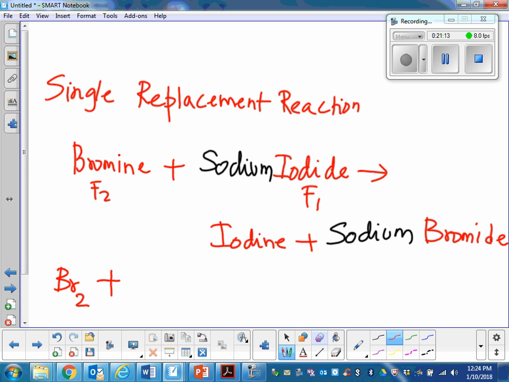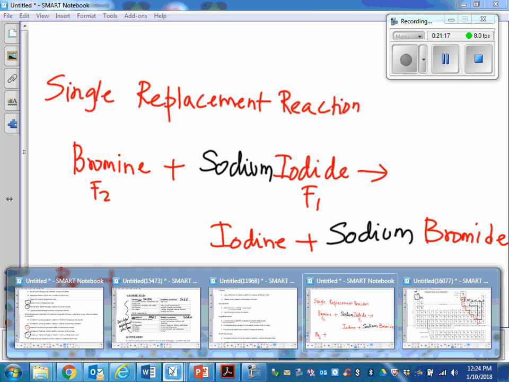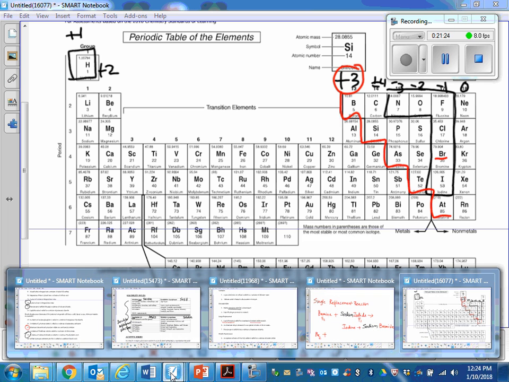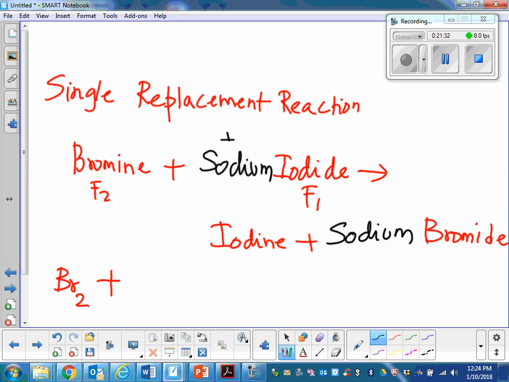Zoe, I have to write the formula for sodium iodide. What is the charge on sodium? Sodium is a +1, and iodide is a -1. Is that right? So if sodium is a +1, iodine is a -1, what is the formula for sodium iodide? NaI. Very good. It's NaI.